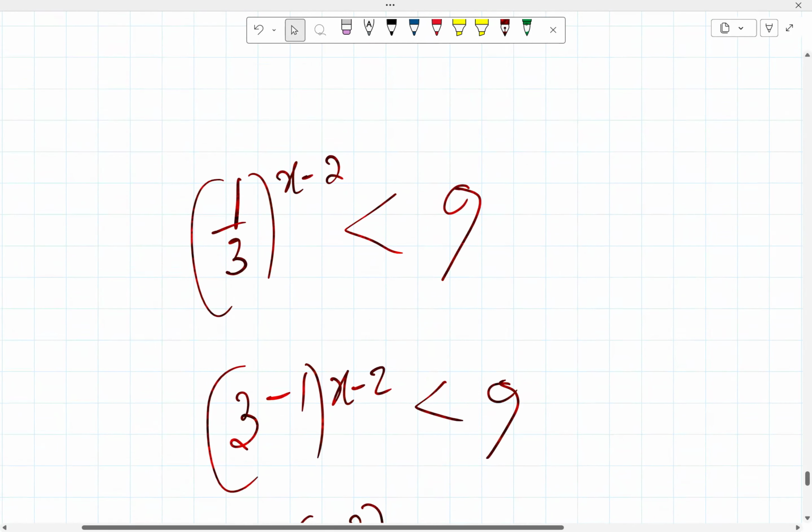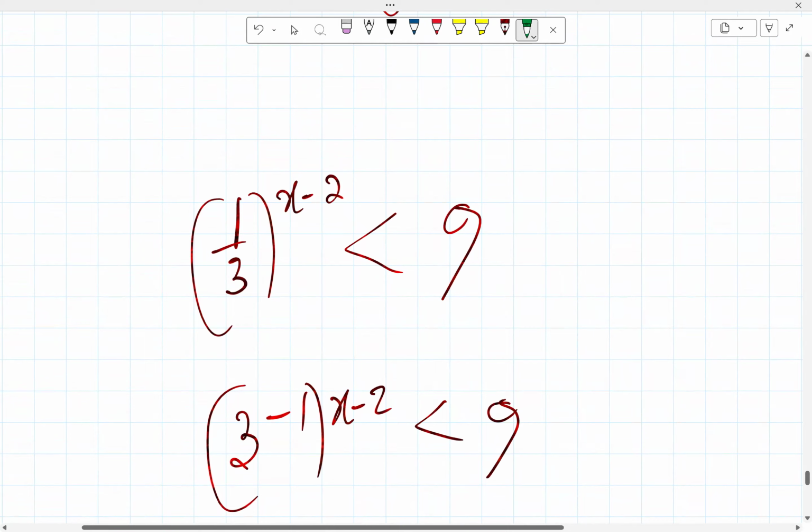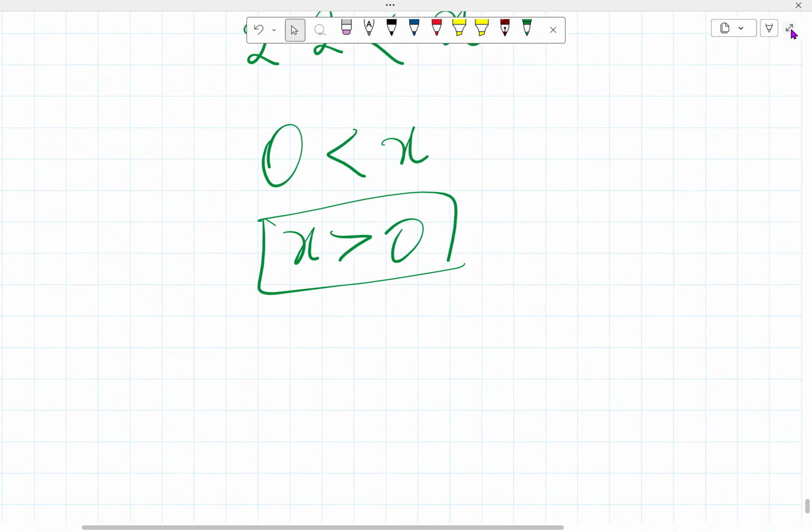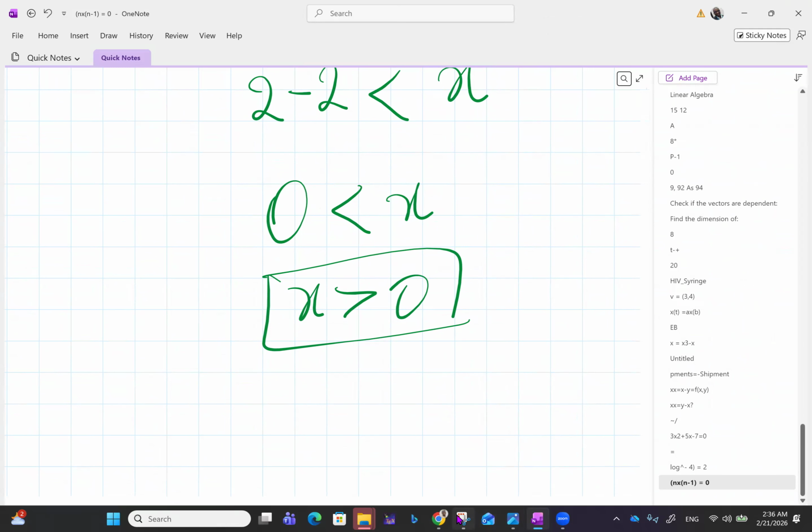Does it work? So if x is greater than 0, for instance, if x is 1, that means we have 1 over 3 raised by minus 1. And that is 3 raised by minus 1 times minus 1, that's 3 raised by 1, which is less than 9. So that works actually. So x is greater than 0 in that regard.